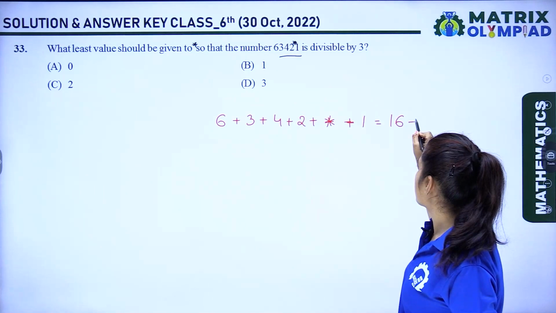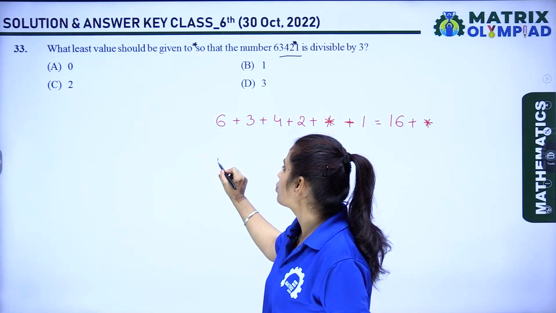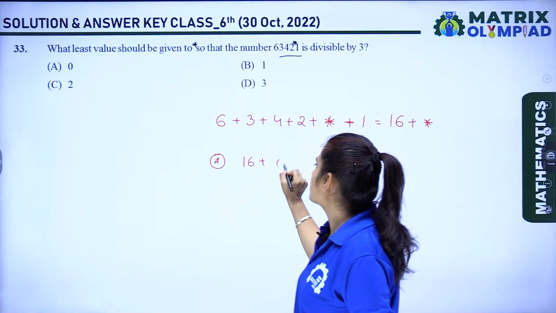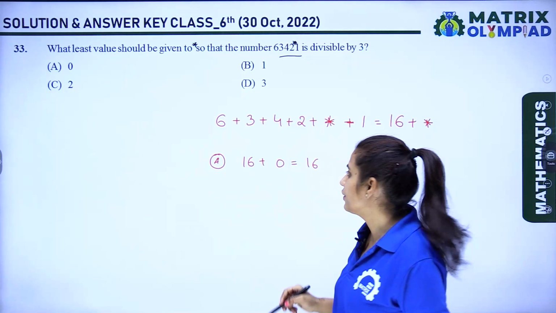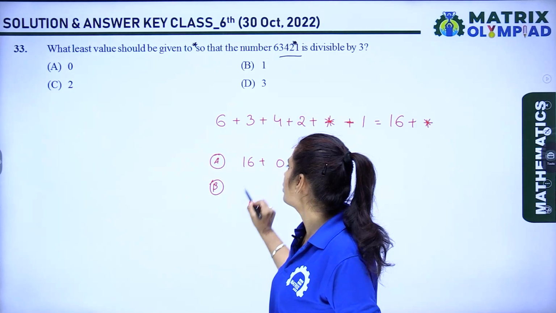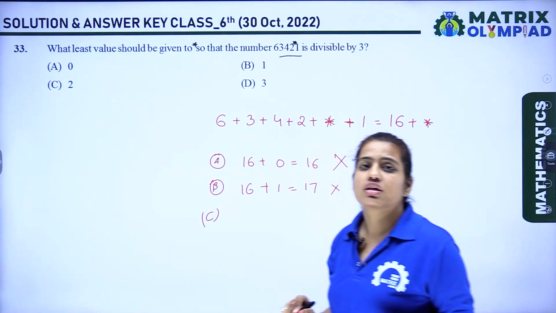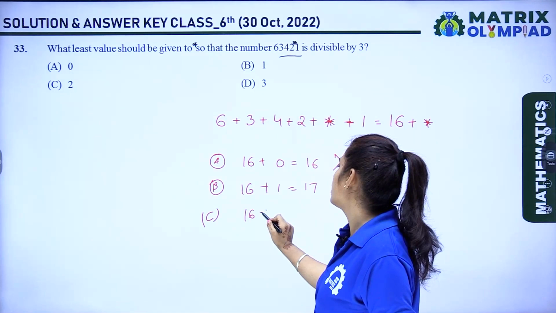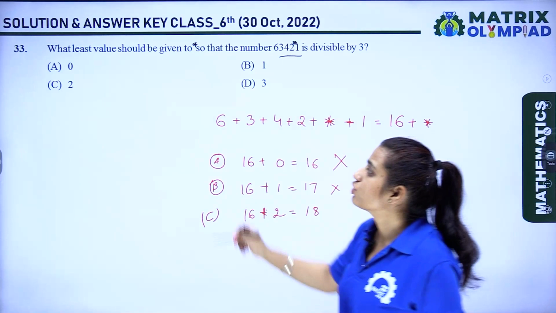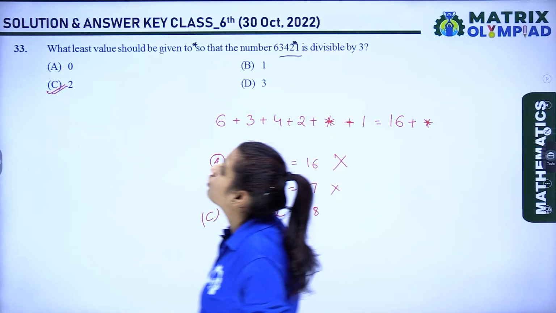Now let's check option A first. 16 plus 0 is equal to 16. 16 is not divisible by 3, so option A is not correct. Let's check option B. 16 plus 1 gives us 17. So option B is also incorrect, because 17 is not divisible by 3. Now next is 16 plus 2, which gives us 18. We can say that 18 is divisible by 3. So option C is the correct answer.